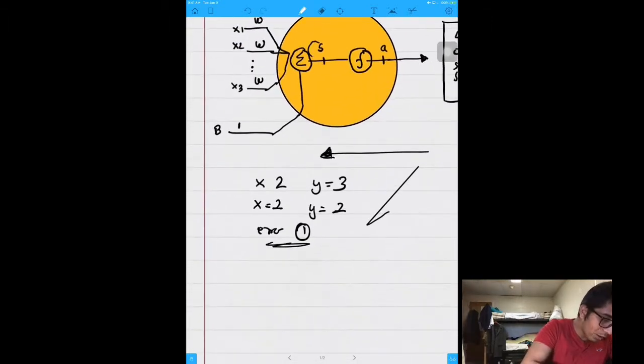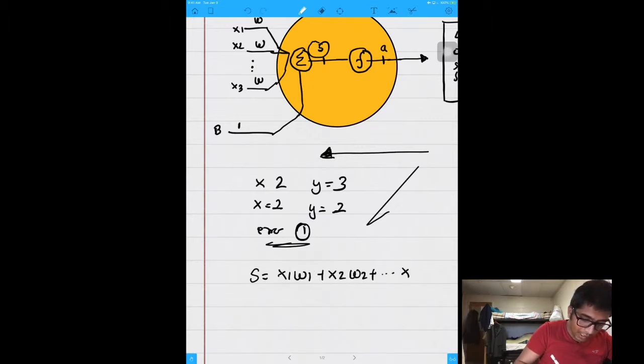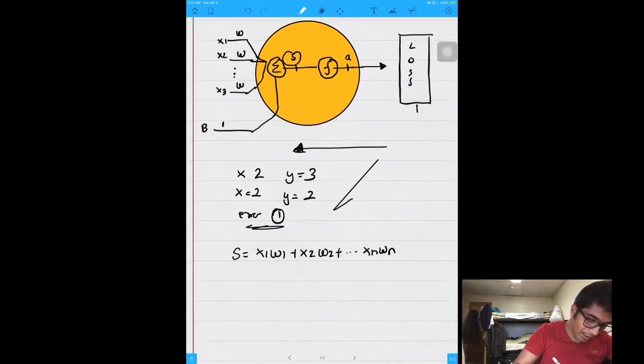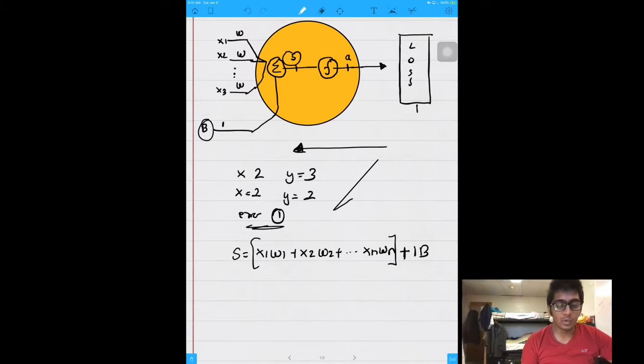So what is the equation of S? We are summing, right? So x1 w1 plus x2 w2 plus xn wn. Do you agree? But I forgot to mention the bias. So plus 1 times b. Am I right? We usually initialize the bias to 1, and we usually initialize the weights uniformly, not randomly.